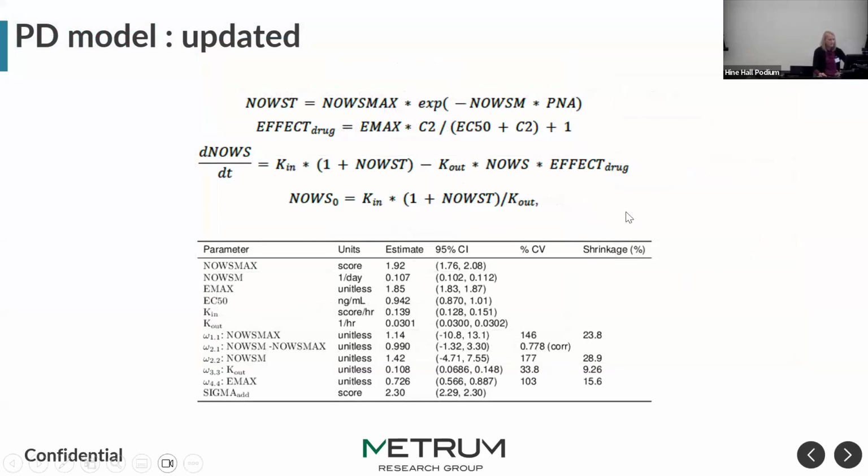And at the time we had before data, we updated the PD model, and the structure stayed very similar to the previous structure. We actually simplified the time course of withdrawal a little bit. So we have one equation now that describes that. And we simplified our drug effect a little bit as well. And then these are the parameter estimates that came out of that model.